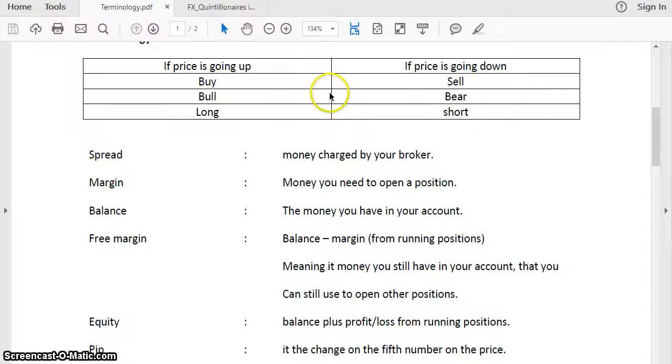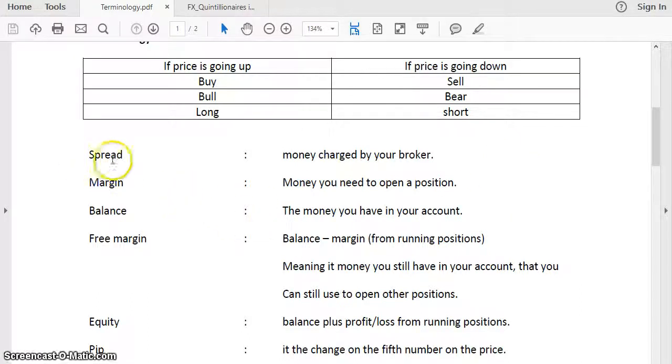So you can say it's a bull market, and once you say it's a bull market, we know it's going up. If you say it's a bear market, we know you're saying it's going down. Or you can say it's long. You can say I went long on GU, then we know that you bought GU. Or you can say I went short on EG, then we know you sold EG. Or it's a short market or a long market. Once you say it's a long market, it means things are going up. Once you say it's a short market, it means things are going down.